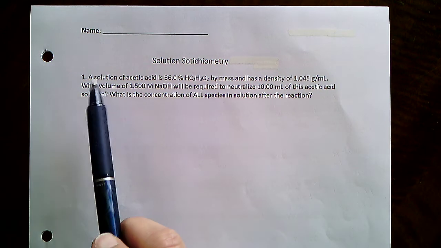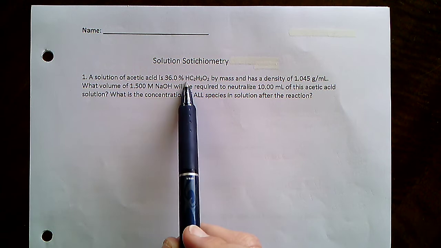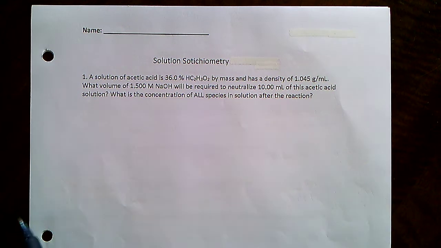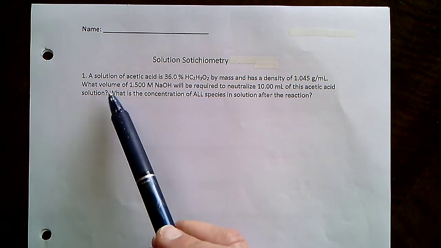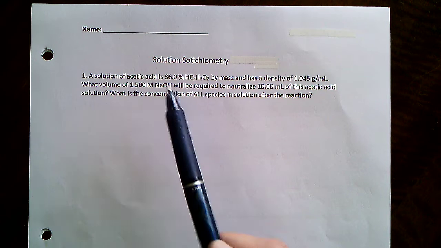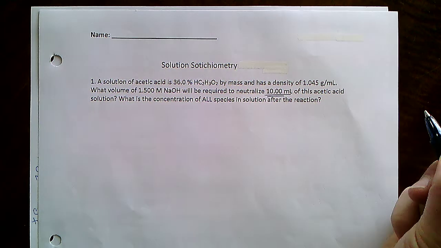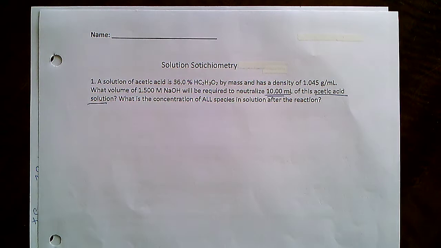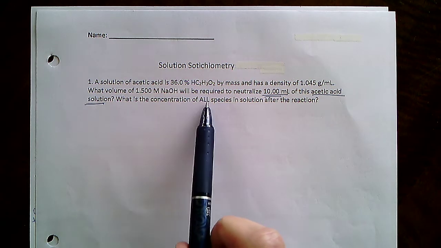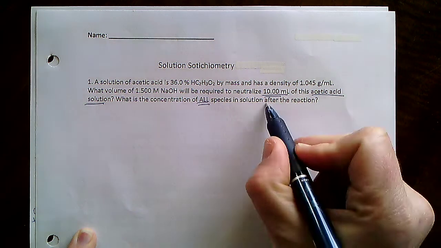Okay, so this says a solution of acetic acid is 36% acetic acid by mass and has a density of 1.045 grams per milliliter. What volume of a 1.5 molar sodium hydroxide solution will be required to neutralize 10 milliliters of the acetic acid solution? And this problem adds an extra step. What is the concentration of all the ions left in solution after the reaction?